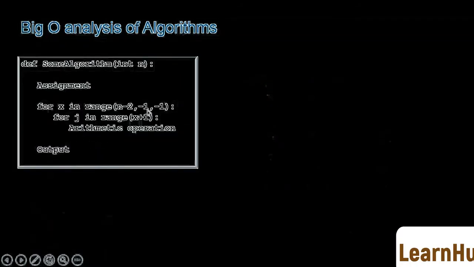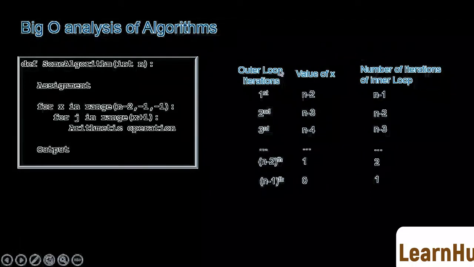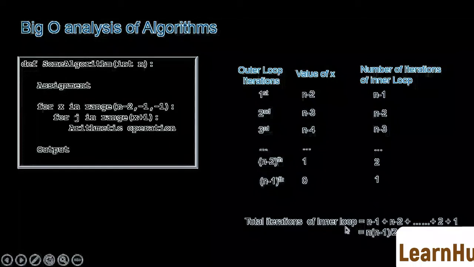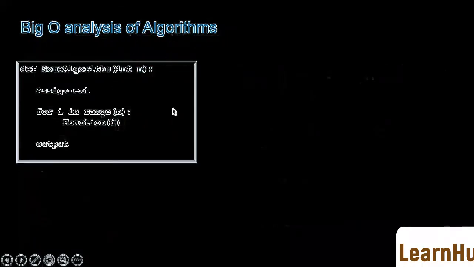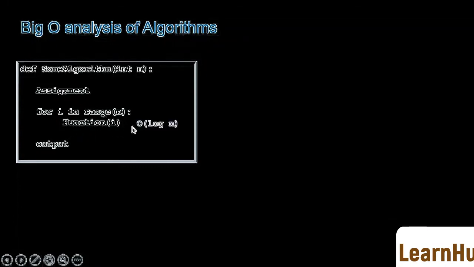Now here, this outer loop executes total n minus 1 times. And these are the number of iterations of inner loop in each iteration of outer loop. So total number of iterations of inner loop is this. Time complexity is this, and it is order of n square. And we'll see this nested loop in bubble sort algorithm. Now in this algorithm, there is a function call in this loop. And this function is of order log n. So the time complexity is given by n log n.